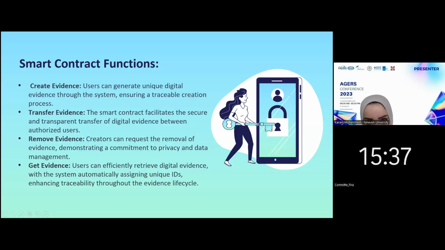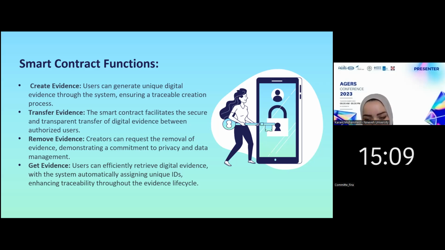Smart contract functions: create evidence, transfer evidence, remove evidence, and finally get evidence. First, in create evidence, users can generate unique digital evidence through the system, ensuring a traceable creation process. In transfer evidence, the smart contract facilitates the secure and transparent transfer of digital evidence between authorized users.